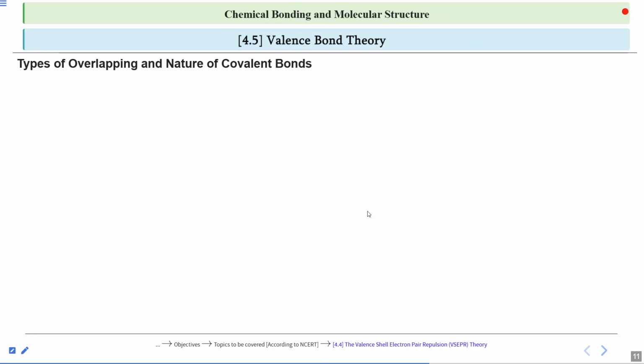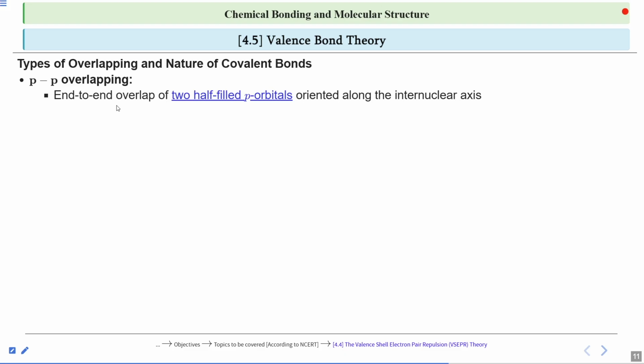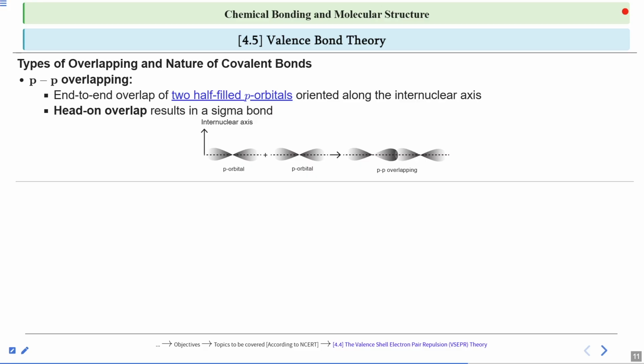Now moving on to the next. The next type of overlap is pp overlapping. What happens in the pp overlapping? Now pp overlapping can be of multiple types. Obviously, in this part also, your 2 p orbitals, which have 1 electron each, will come and join along the internuclear axis to pair up their electrons. Again, we will talk about the pp overlap which results in a head-on overlap. So this is the diagram for that.